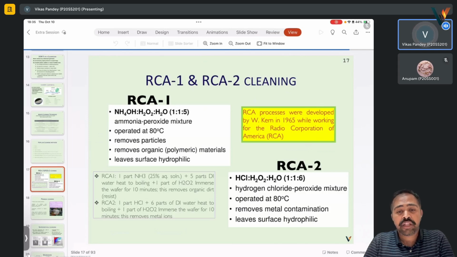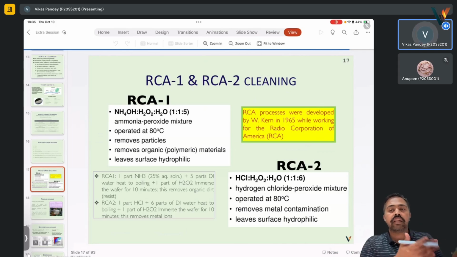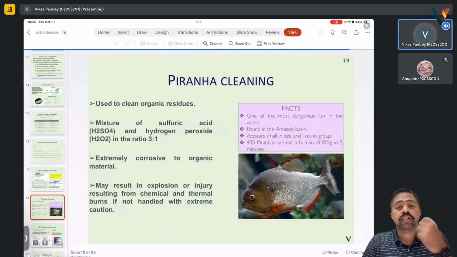This removes metal contaminants and makes the surface hydrophilic. So after this process, no water will be sticking on the surface, and we know that it has been cleaned. It removes the oxide layer that was formed in the RCA1 process. Then there is another method that is also commonly used, that is piranha cleaning.